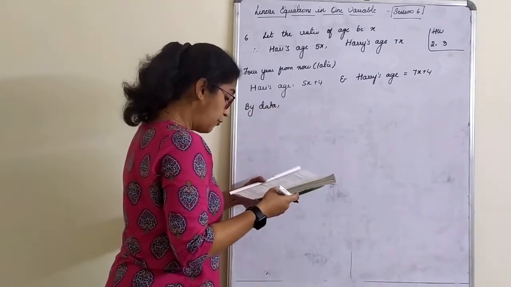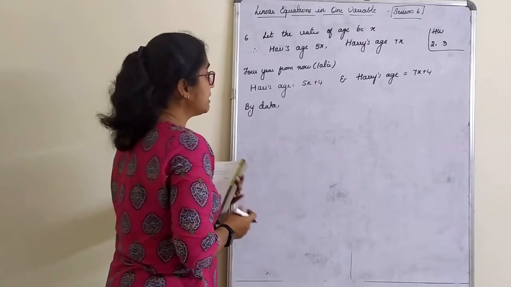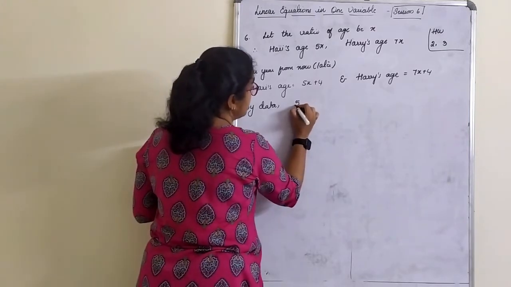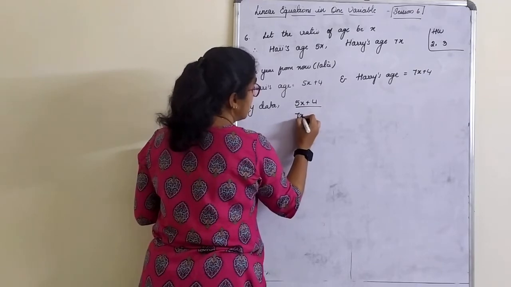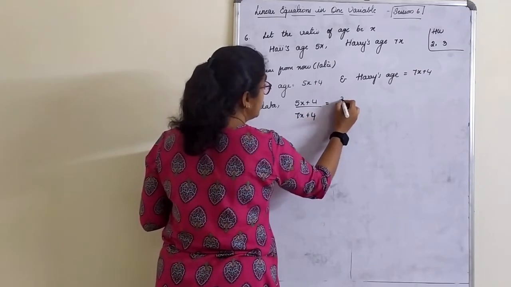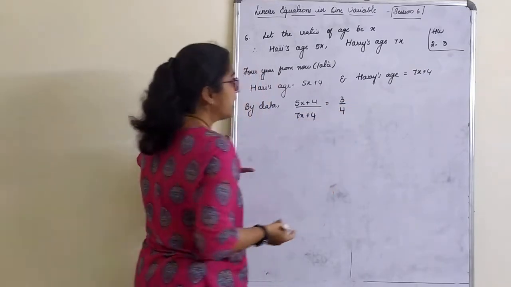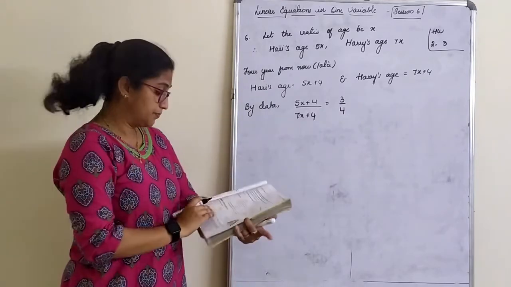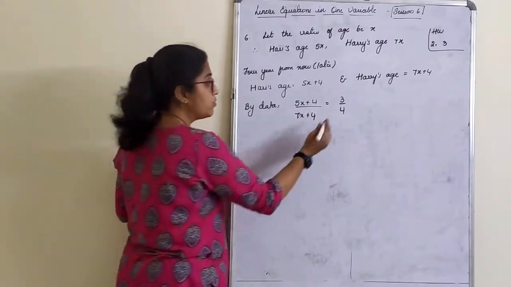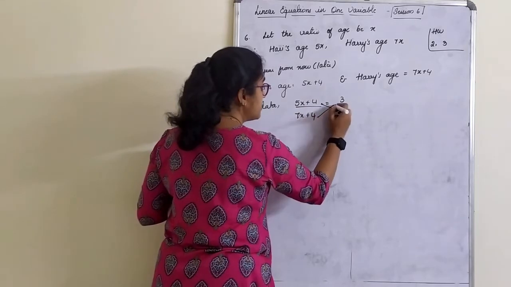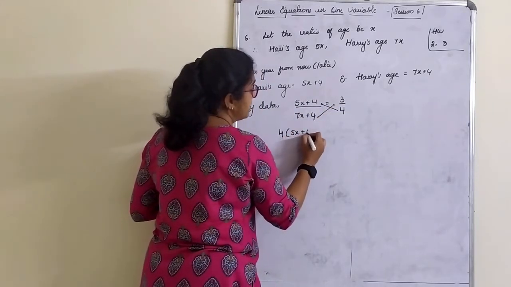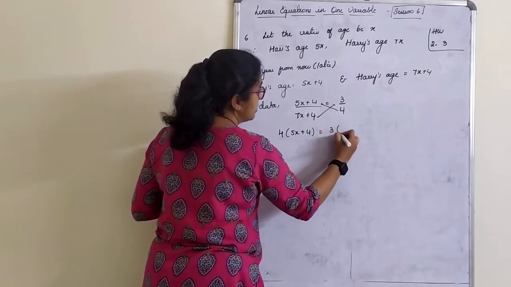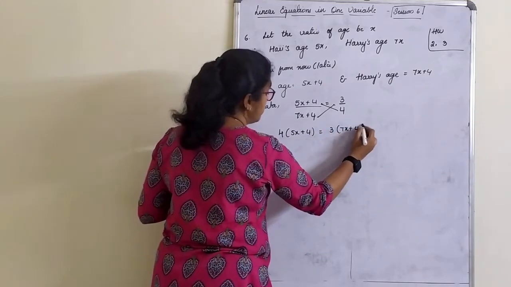4 years from now, the ratio of their ages will be 3:4. That is, 5x plus 4 is to 7x plus 4, Hari's age to Harry's age, will be 3:4. That is why we had such sums for the first exercise. Now we know what to do. Cross multiply this: 4 of 5x plus 4 is equal to 3 of 7x plus 4.